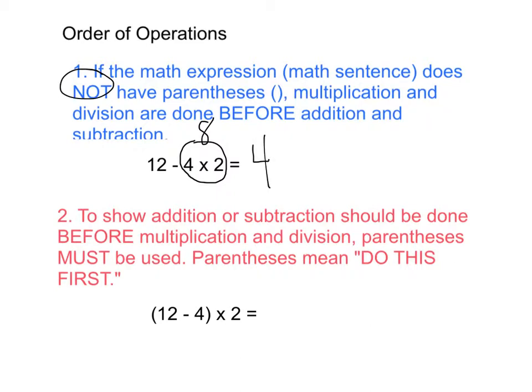But to show addition or subtraction should be done before multiplication and division, parentheses must be used. Parentheses mean do this first. So here, because there's parentheses, we want to subtract and have 8 times 2, and that equals 16. So even though the numbers are the same, they're completely different because of the parentheses. So that's how the order of operations works. Whenever you see parentheses, think, I gotta do that first. If you don't see parentheses, always multiplication and division first, okay?